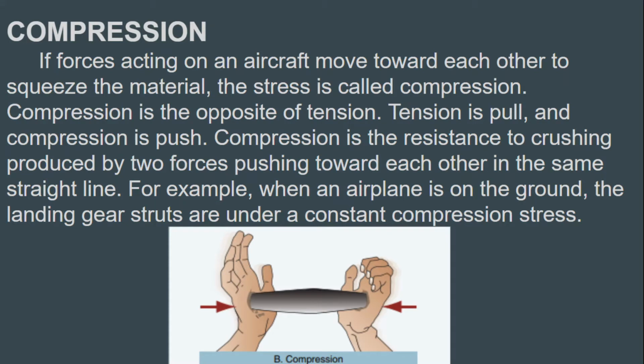Compression. If forces acting on an aircraft move toward each other to squeeze the material, the stress is called compression. Compression is the opposite of tension. Tension is pull, and compression is push. Compression is the resistance to crushing produced by two forces pushing toward each other in the same straight line. For example, when an airplane is on the ground, the landing gear struts are under a constant compression stress.